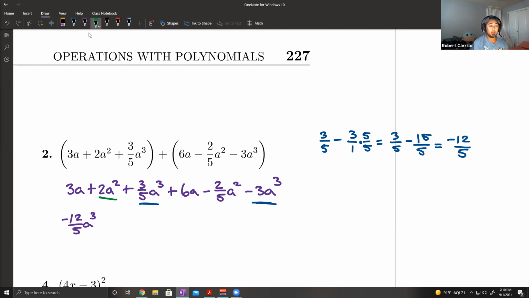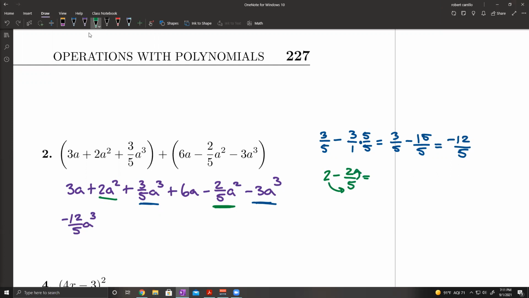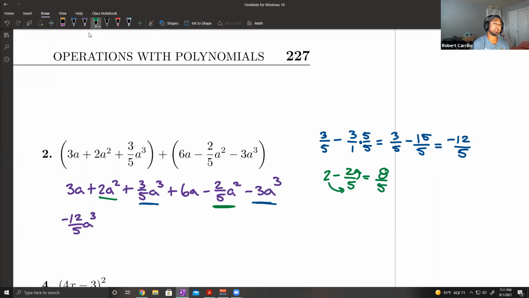Okay. And then we look at the next power, which is our squares. I have 2a squared and negative 2/5 a squared. Ooh, more fraction work, right? So let's pull that to the side. 2 minus 2/5. Now for this one, we can get a common denominator again, or you can use the fraction trick. What's 2 times 5? 10. That's 10 minus 2. Anybody? 8. You're left with 8/5. There you go.